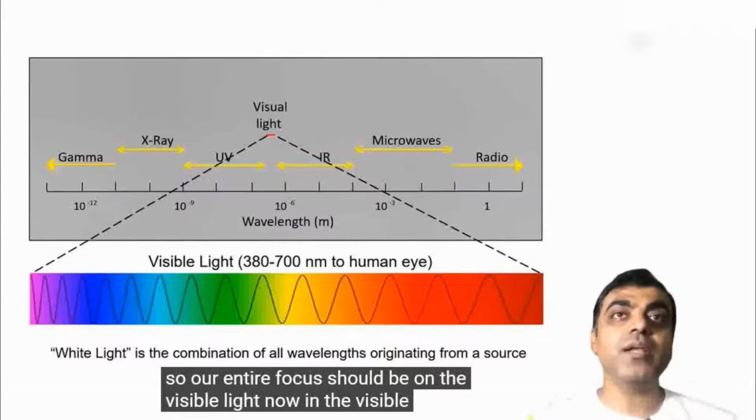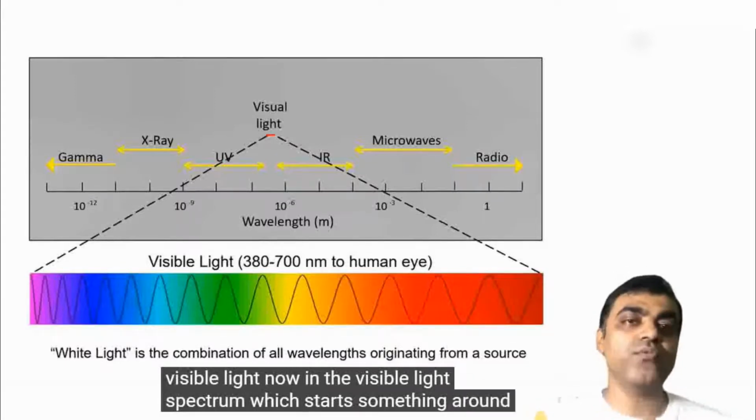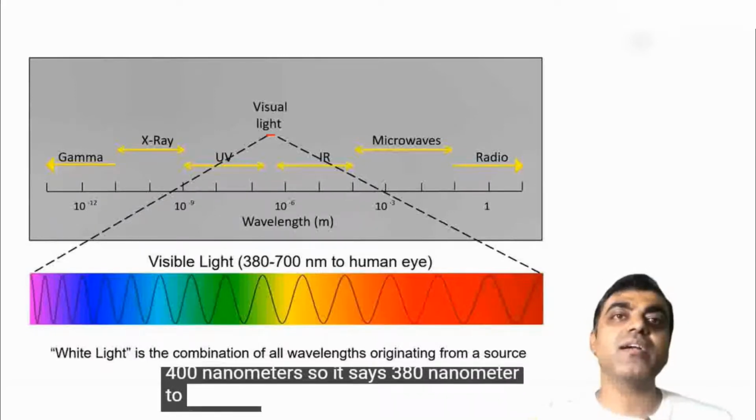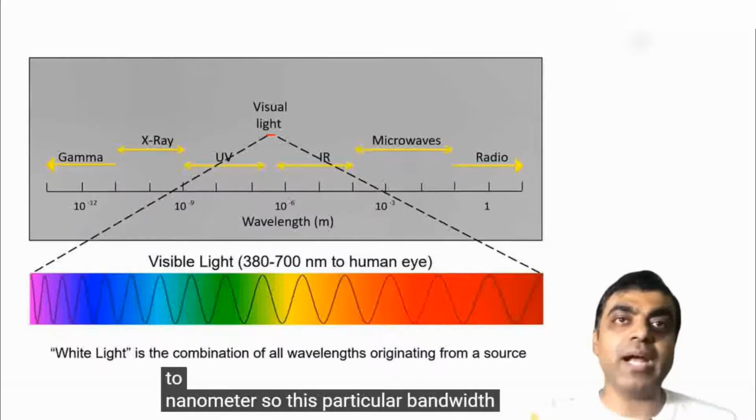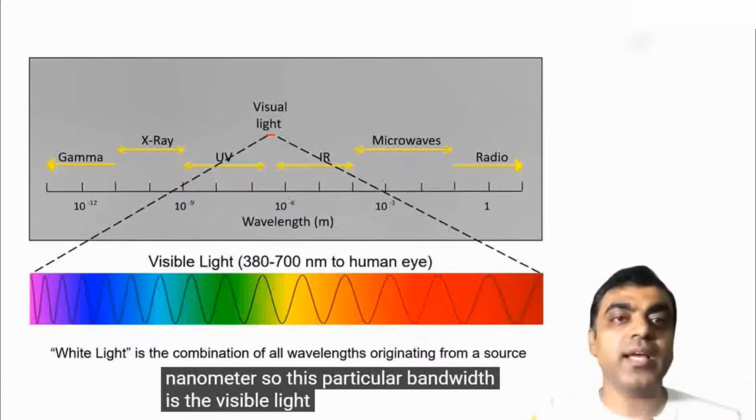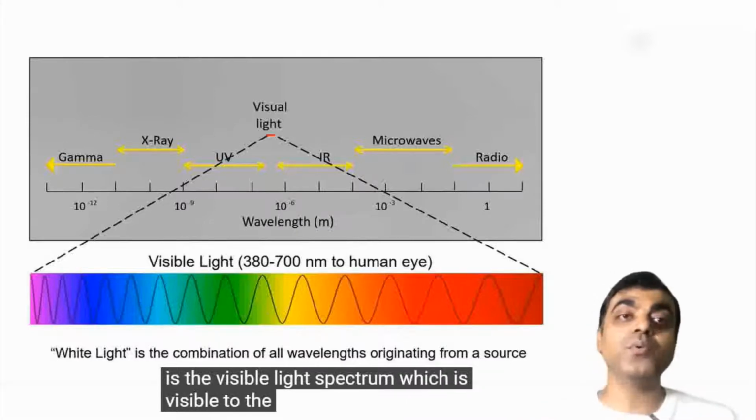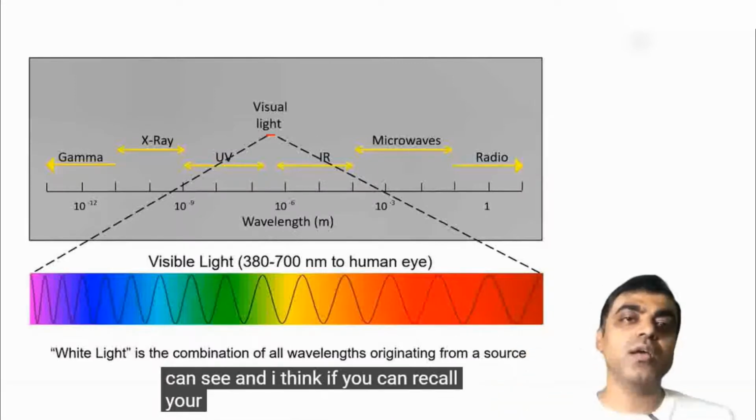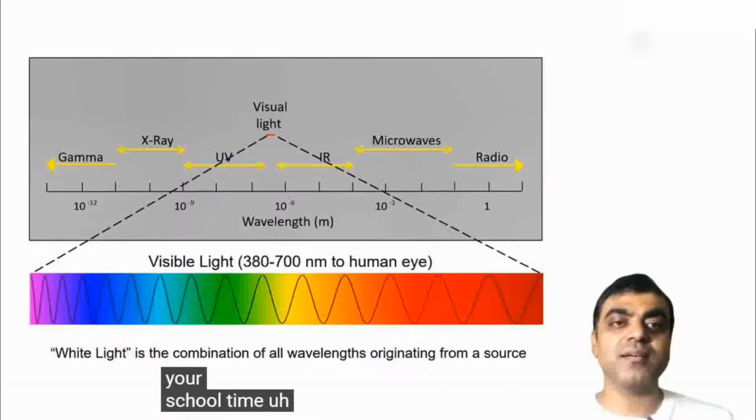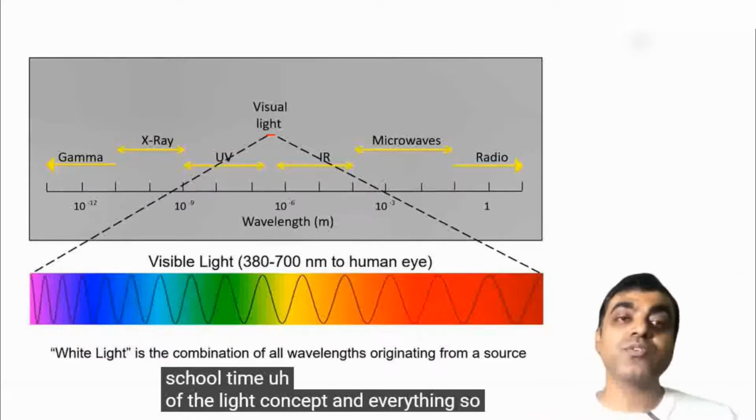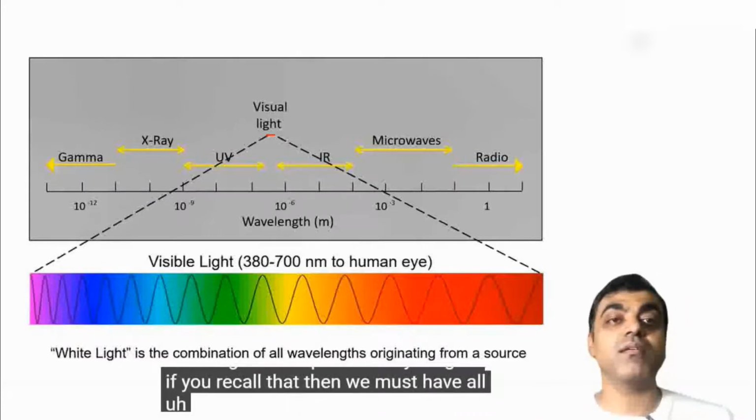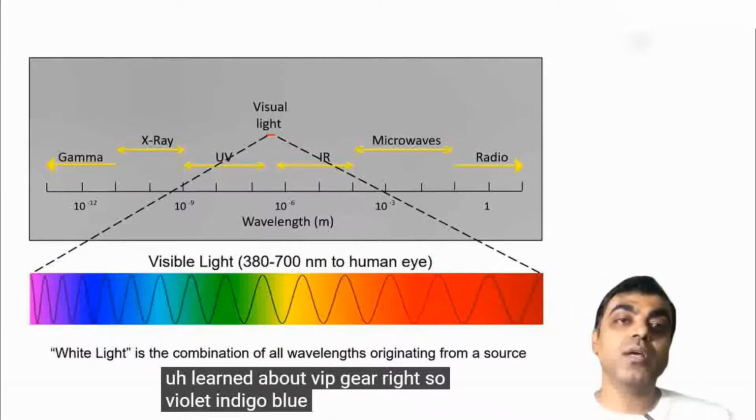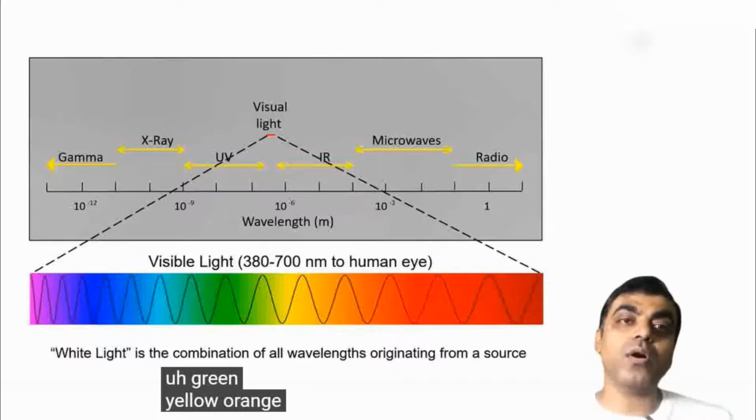Now, the visible light spectrum starts at around 400 nanometers, or more precisely 380 nanometers to 700 nanometers. This particular bandwidth is the visible light spectrum, which is visible to the unaided human eye. If you recall the light concepts from your school time, we must all have learned about VIBGYOR: violet, indigo, blue, green, yellow, orange, and red.